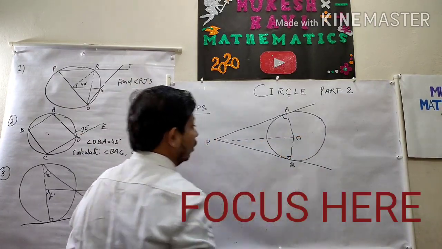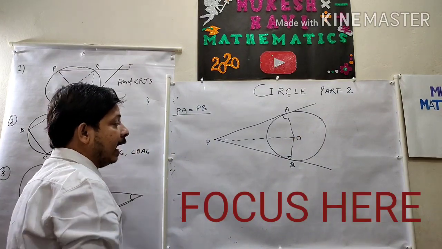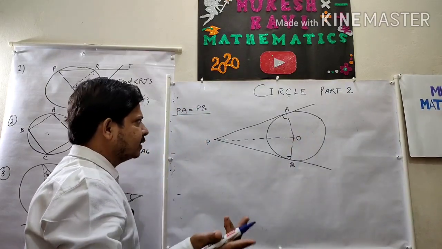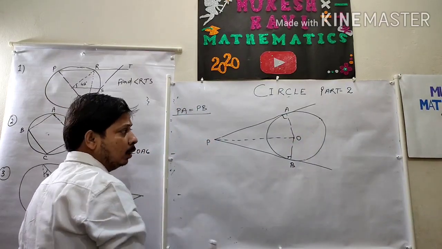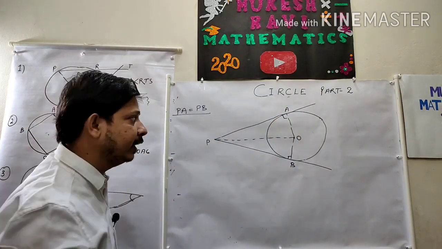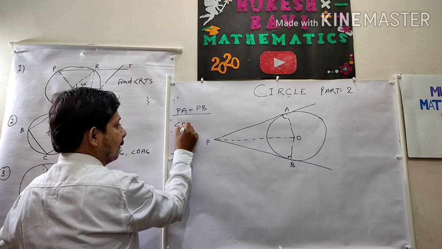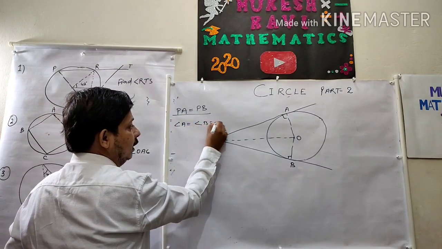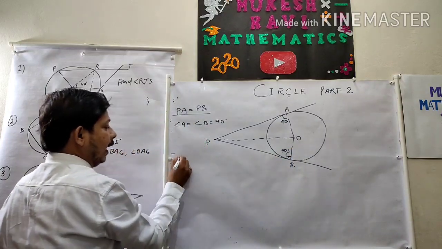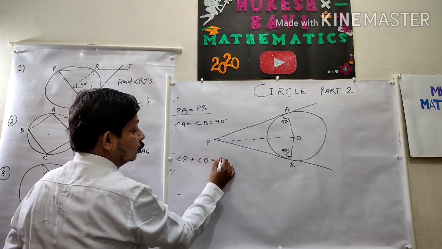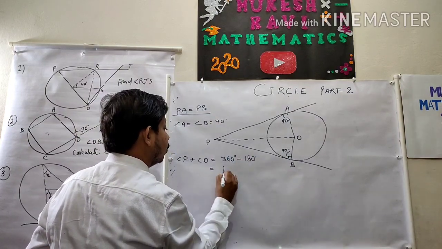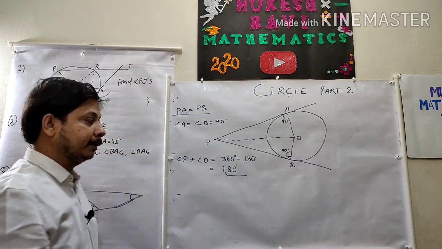Suppose this is O. We have to prove what here? We have to prove angle P and angle O sum to 180 degrees. Very simple. First part is very simple. How? See, this is O, A, P, B, a four-sided figure. Angle A is equal to angle B is equal to 90 degrees. So what about angle P plus angle O? 360 degrees minus 90 plus 90, that is 180 degrees. This is your first point.